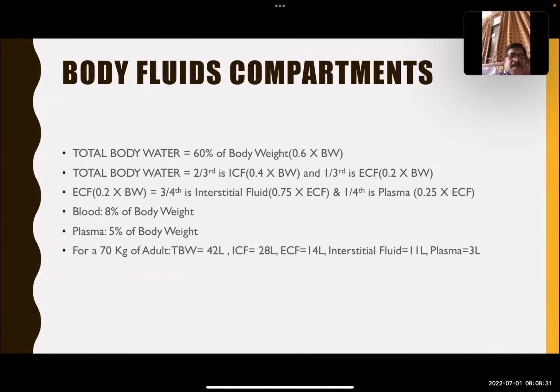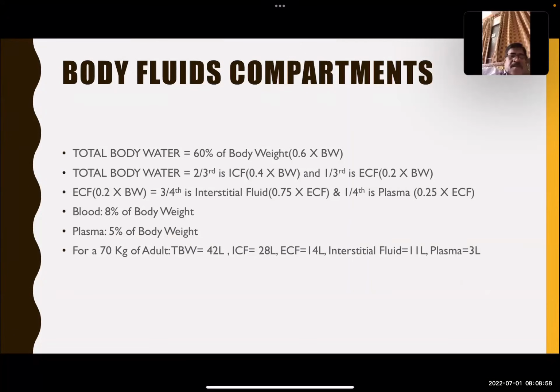We can easily calculate the total body water, as we know 60% of total body weight is water. So we can calculate it by 0.6 times body weight, and of total body water, 2/3 is intracellular fluid and 1/3 is extracellular fluid. We can calculate intracellular fluid as 0.4 times the body weight, and ECF equals 0.2 times the body weight.